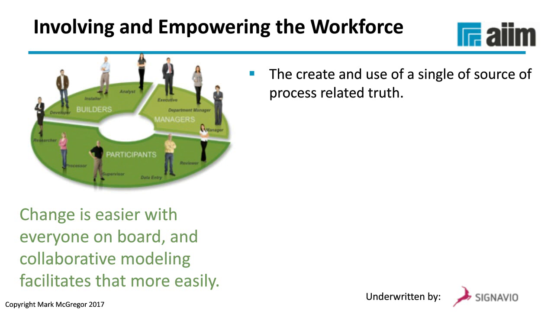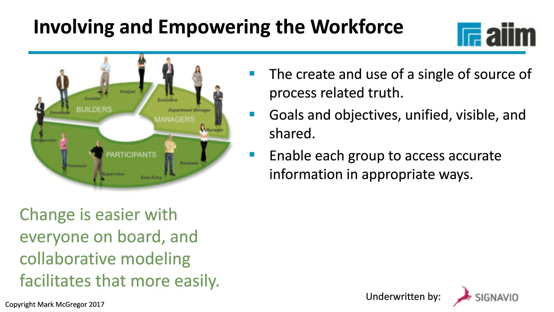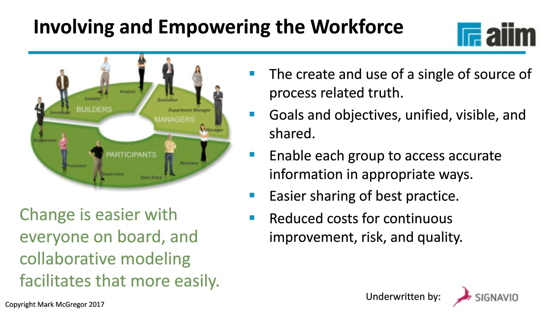So if we create that single source of process-related truth, we can share our goals, objectives, make them unified, visible. We can make sure that each group can access the information they need in ways that are appropriate to them. They can share the best practice, and they can reduce the costs for continuous improvement, risk and quality. We can actually reduce the cost of doing all those things. And as I say here, change is easier with everyone on board. So with one process, model, map, whichever language you want to use for a moment, but in that enterprise fashion, well, if we could ask the data entry clerk how best to improve his work, then maybe he can map the process out for himself.